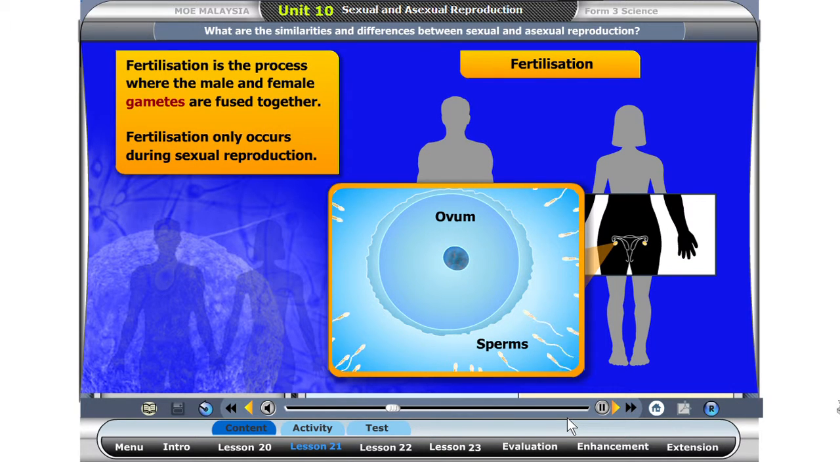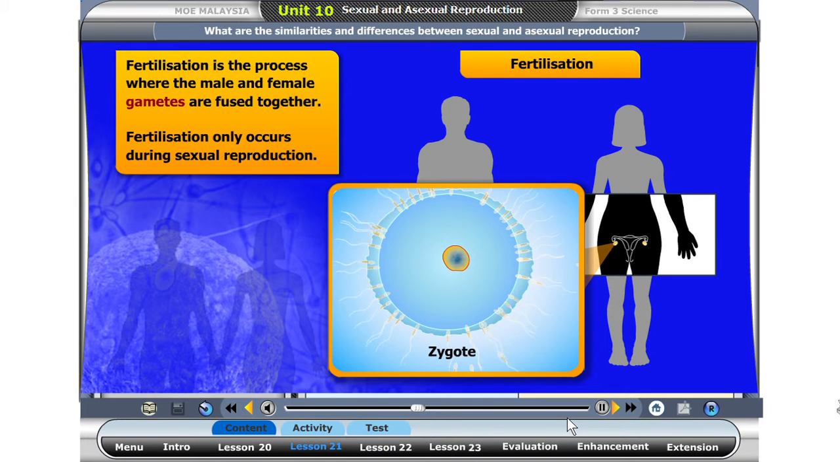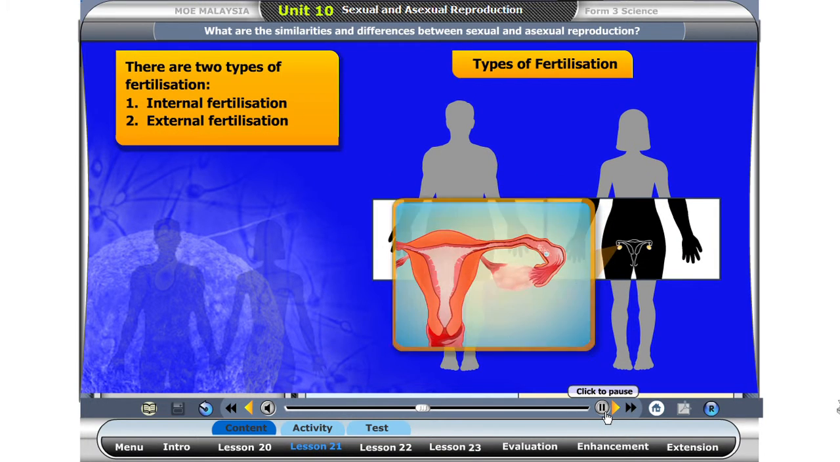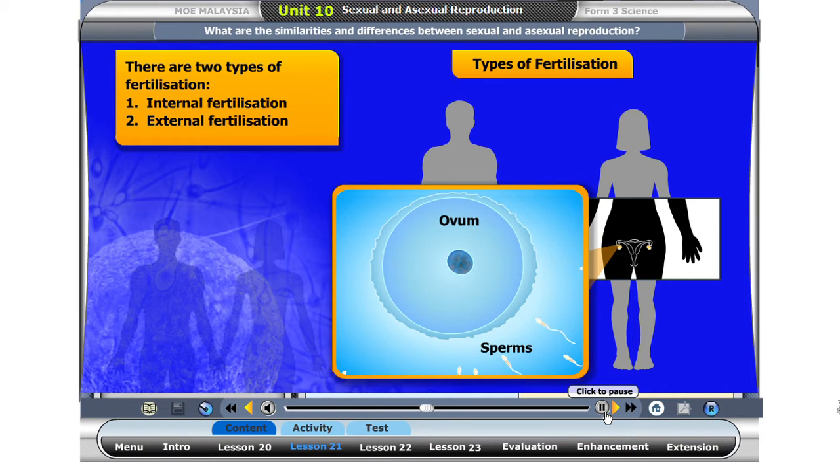Sexual reproduction begins with fertilization. Fertilization is a process where the male and female gametes are fused together. Fertilization only happens during sexual reproduction and does not happen during asexual reproduction. There are two types of fertilization. You have just seen the type of fertilization that occurs in humans. Let's see an example of another type of fertilization.